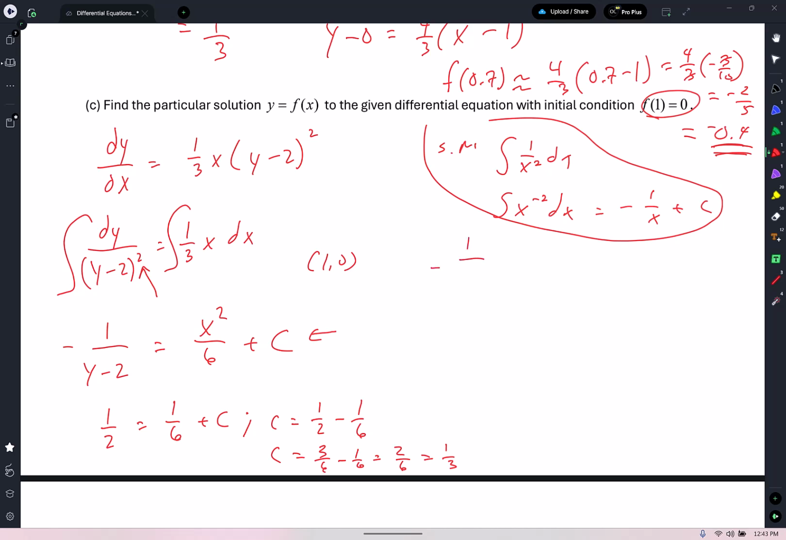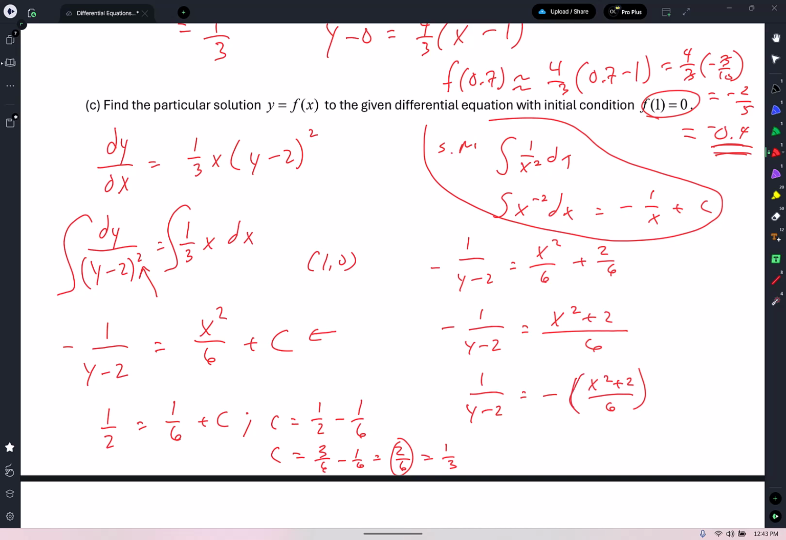So negative 1 over y minus 2 equals, you know what, I'm going to use 2/6 because I see the x squared over 6, and I want a common denominator. So plus 2/6. So negative 1 over y minus 2 equals (x squared plus 2) over 6. Move the negative to the other side, or times negative 1 on both sides. So 1 over y minus 2 equals negative, and then if you want to write it (x squared plus 2) like this, you don't have to put parentheses. You can just make sure that the negative is far enough away.